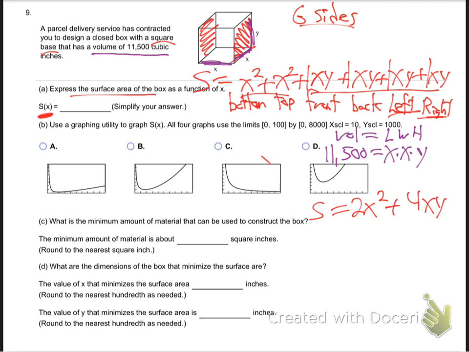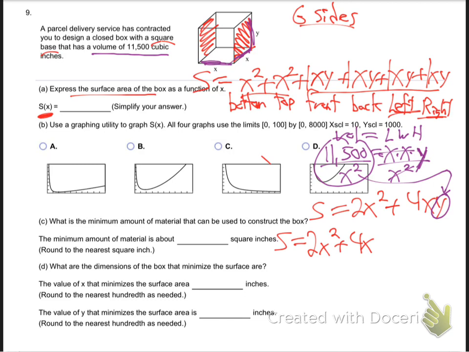Okay, now what am I going to do with that? I want to solve for y and plug in there. So divide by x squared. Cancels out. So y equals this. Plug that right in there. And so what do you get? You get surface area is 2x squared plus 4x. And what's the y? 11,500 over x squared. That plugs in right there.